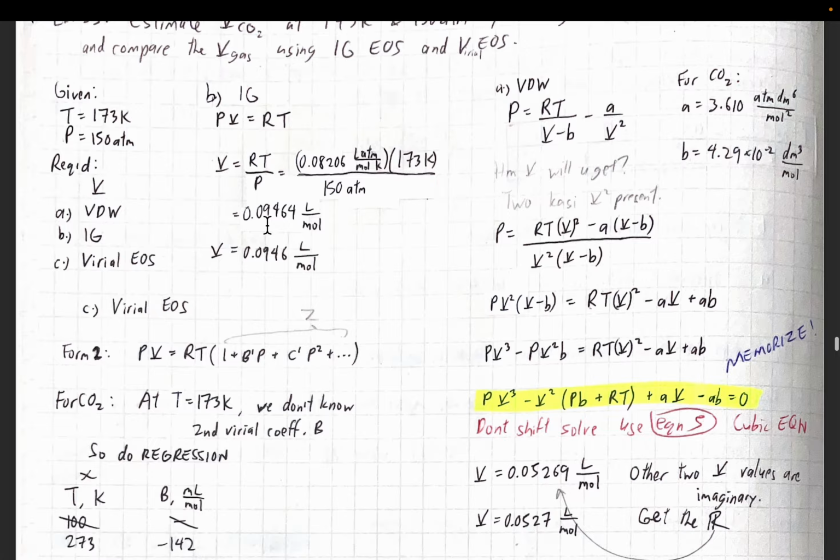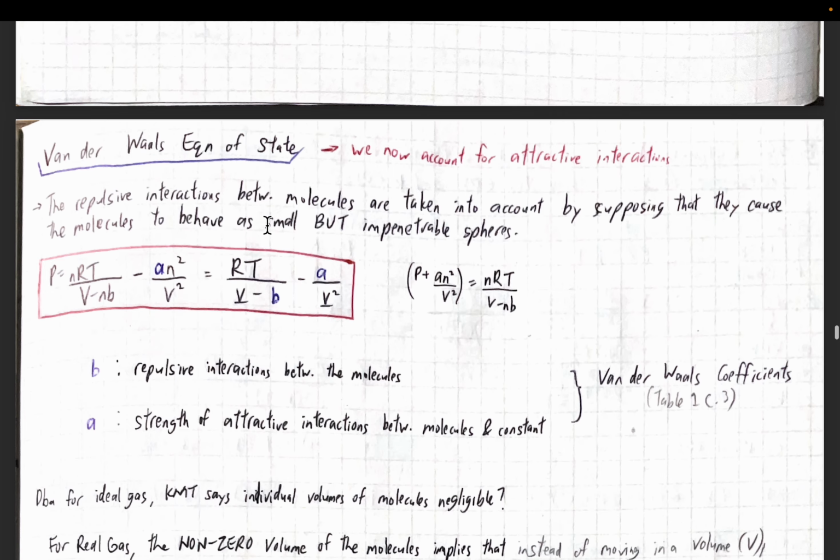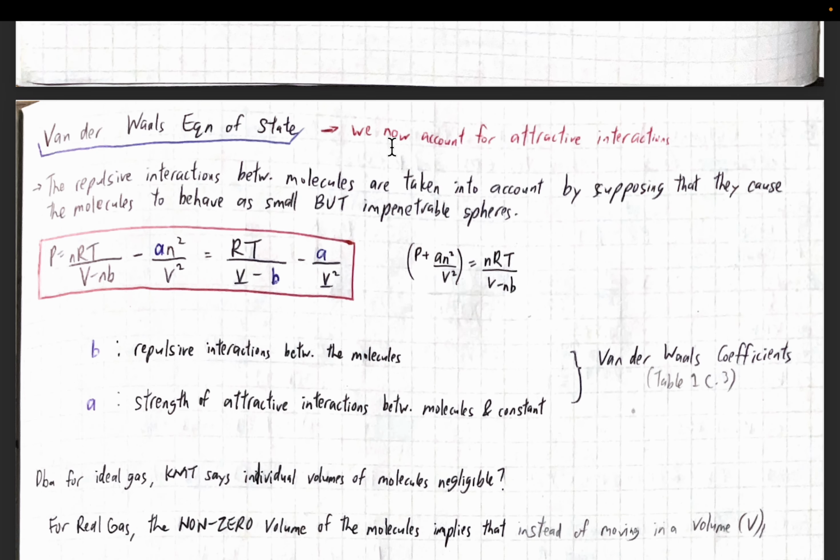Let's now move on to the van der Waals equation of state. So we now account for attractive interactions. The repulsive interactions between molecules are taken into account by supposing that they cause the molecules to behave as small but impenetrable spheres. So this is the van der Waals equation of state. It could be provided in the exam, but personally, after solving the practice problems, I think eventually you'd be memorizing this already anyways. So you just have to be careful.